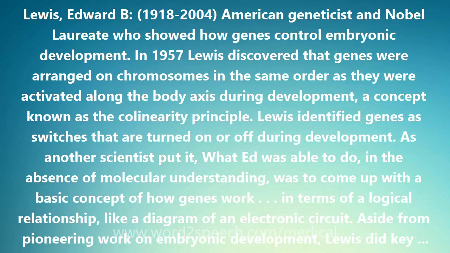1918–2004, American geneticist and Nobel laureate who showed how genes control embryonic development. In 1957, Lewis discovered that genes were arranged on chromosomes in the same order as they were activated along the body axis during development, a concept known as the colinearity principle. Lewis identified genes as switches that are turned on or off during development.